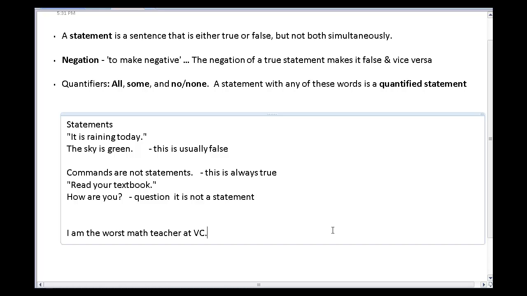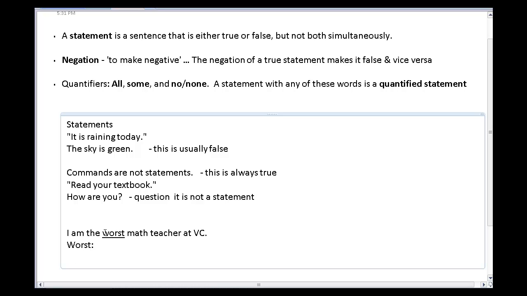On the surface, this looks like something that you could evaluate to be true or false. You probably have an opinion at this point in the course already. Certainly by the time finals come along, you're going to have definite opinions about how much I suck. However, you can't actually evaluate this because we have one of these things that's a slightly unfortunate word here. I've got the word worst, and the word worst is not very specific. What do I mean by worst?